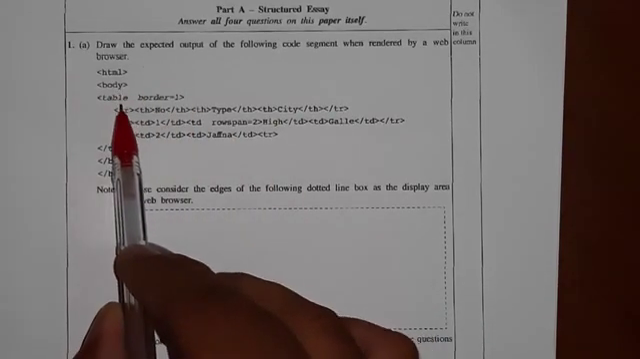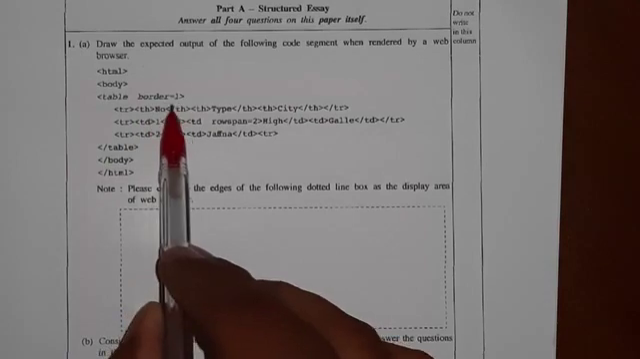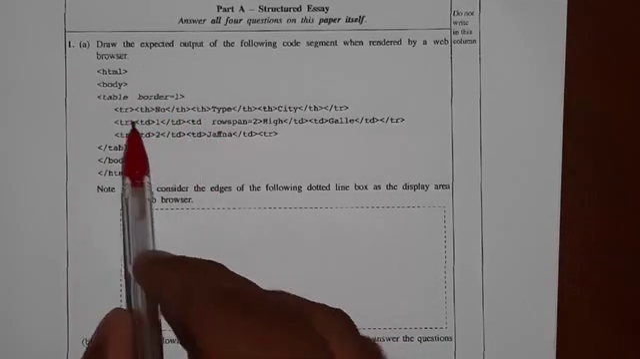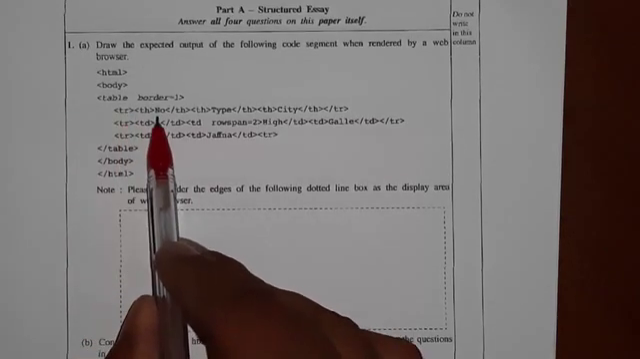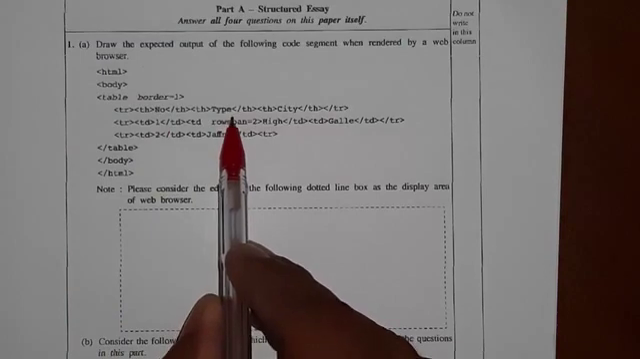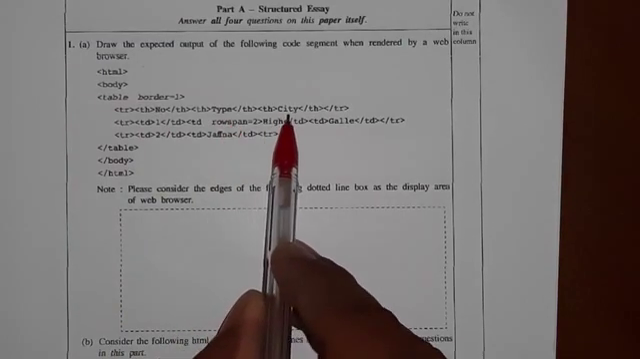HTML body. Then there's a table. The table has the border 1. The border is 1 pixel. Then in the first row, there's a heading called number. There's another heading called type. And there's another heading called city.